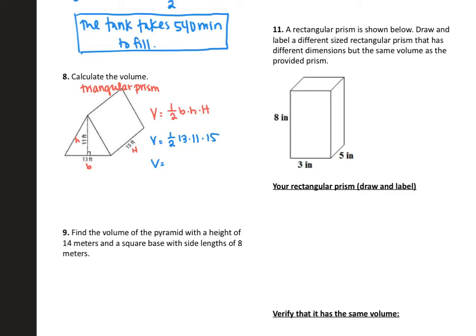And when we multiply that out, the other way you could think of it is you could just do 13 times 11 times 15 divided by 2. You should get 1072.5 feet cubed. Don't forget your units on these problems.